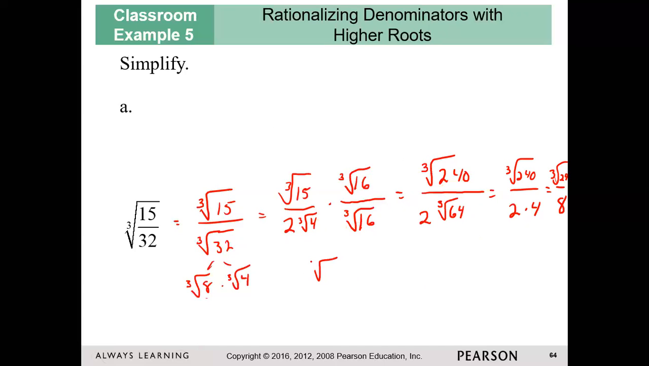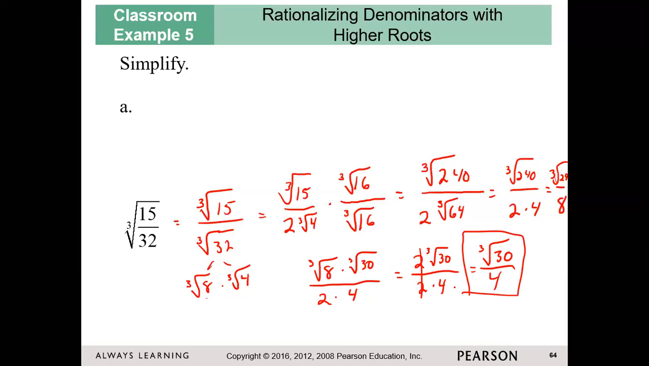So we've got the cube root of 8 times the cube root of 30 over 2 times 4. And the reason why I'm writing it like that is because this is going to cancel. So this is 2 cube roots of 30, and then 2 times 4. Again, these will cancel. And you're finally at our answer, which is cube root of 30 over 4. So these cube root problems are pretty tedious. So just be careful with those. Make sure that you're doing them correctly. Otherwise, you might get bit.